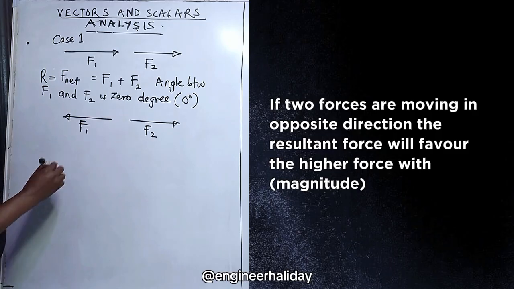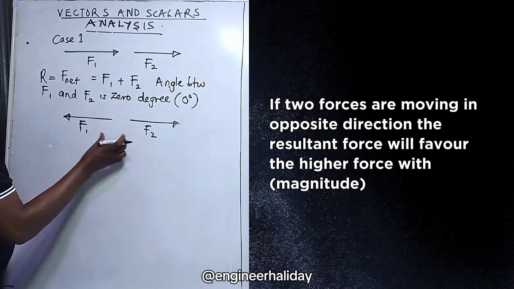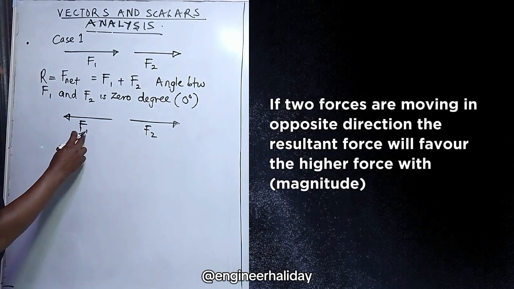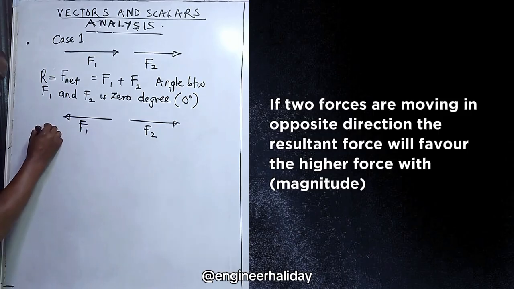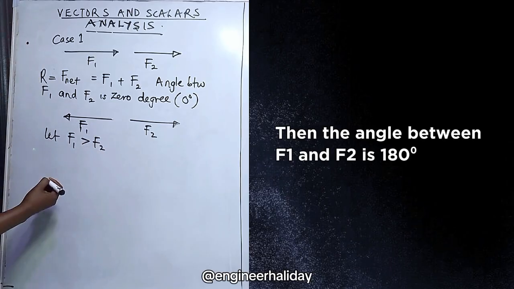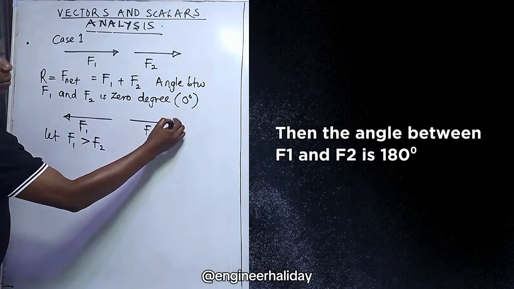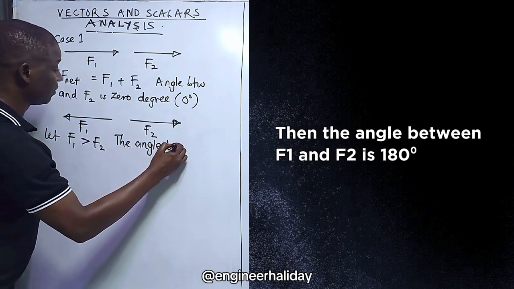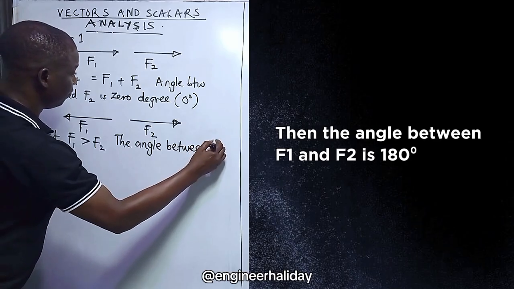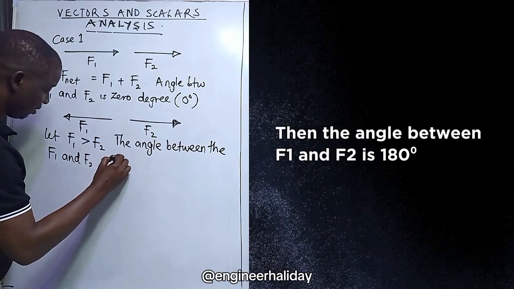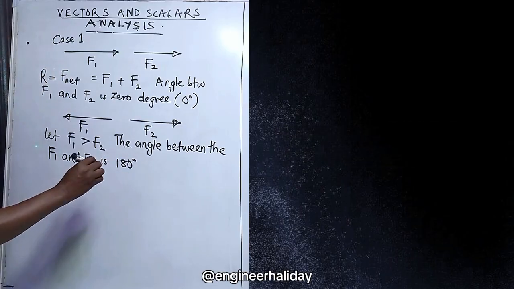Now, if they are moving in opposite directions, what is the resultant force? The resultant force will favor the higher magnitude of force among the two of them. Let's say F1 is greater than F2, for instance. Don't forget, for them to be moving in opposite directions means that the angle between F1 and F2 is 180 degrees.